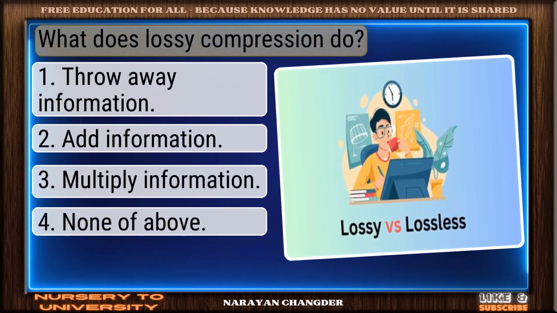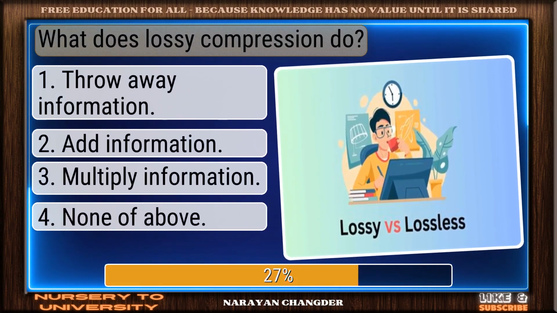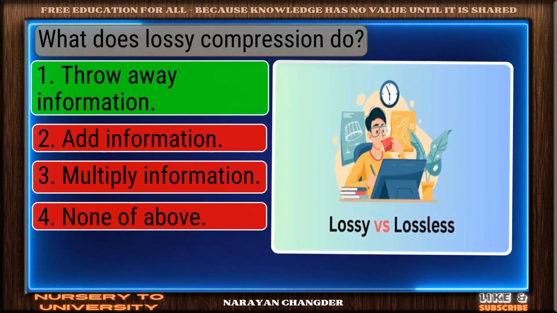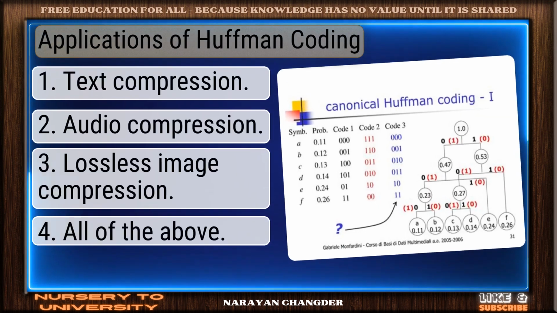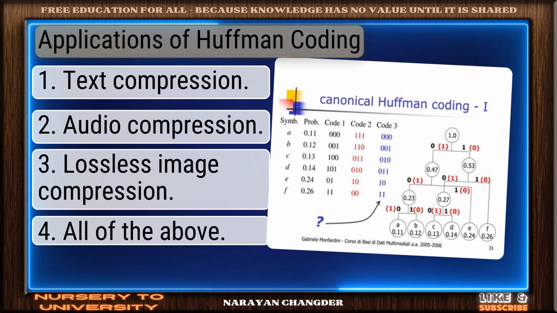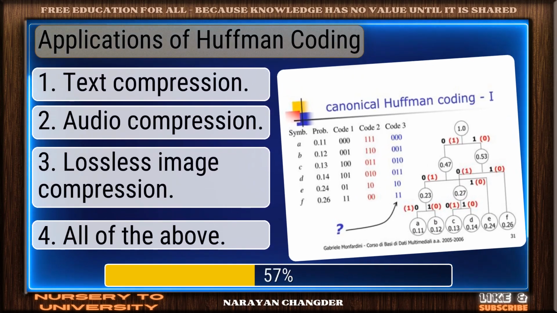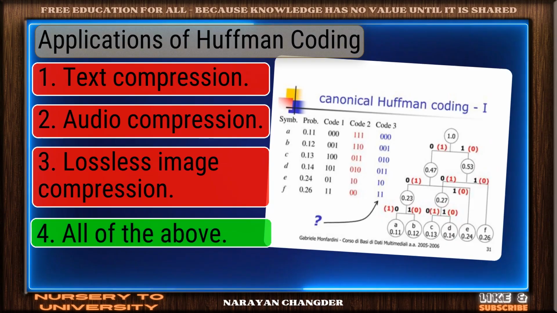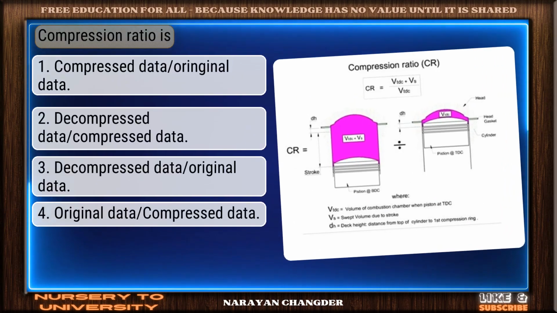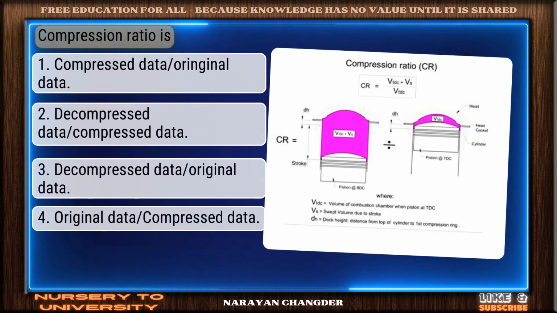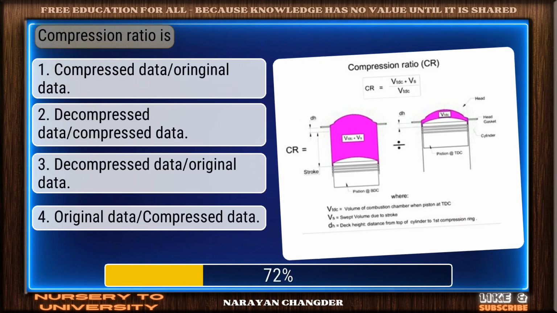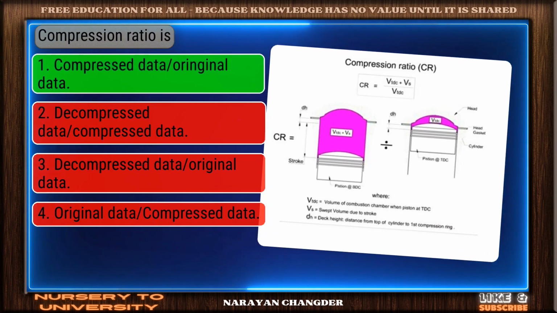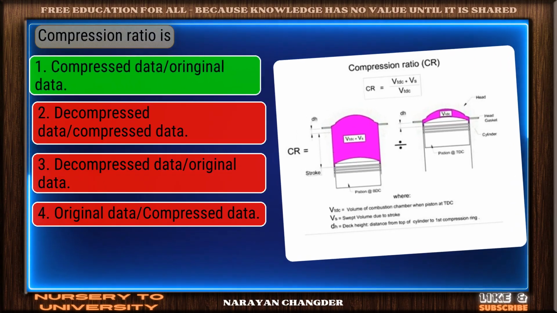Question number 75. What does lossy compression do? Perfect. Throwaway information is the correct choice. Question number 76. Applications of Huffman coding. Nicely done. All of the above is a solid answer. Question number 77. Compression ratio is? You chose compressed data or original data, and it is correct.